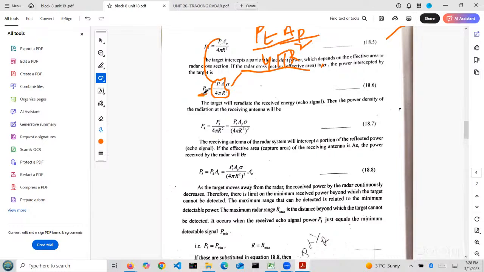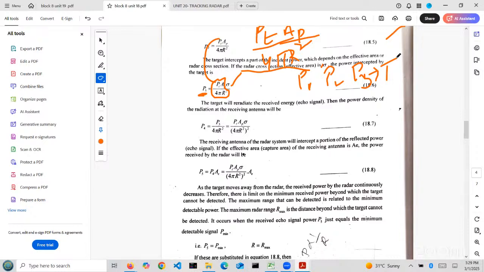So P1, P2, P3. We wrote three equations, three power densities. These P1, P2, P3 all belong to which one? The transmitter. Now we will write for the receiving section.